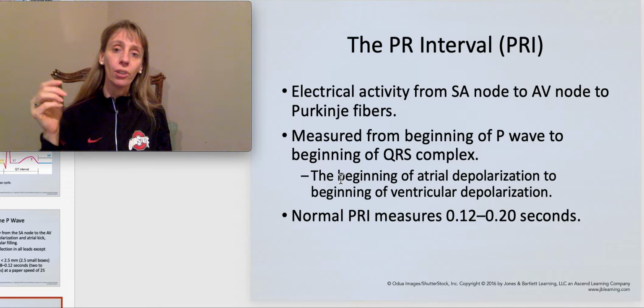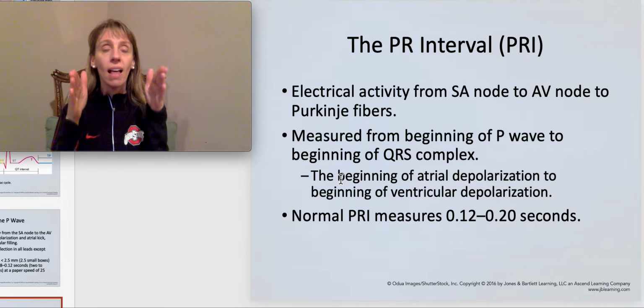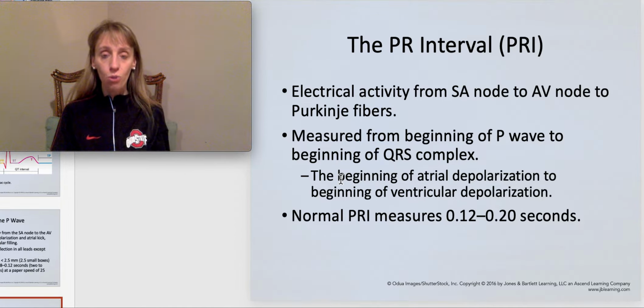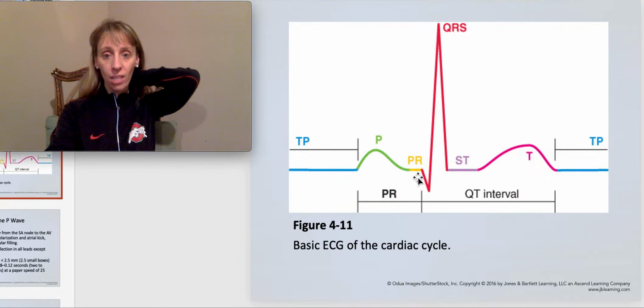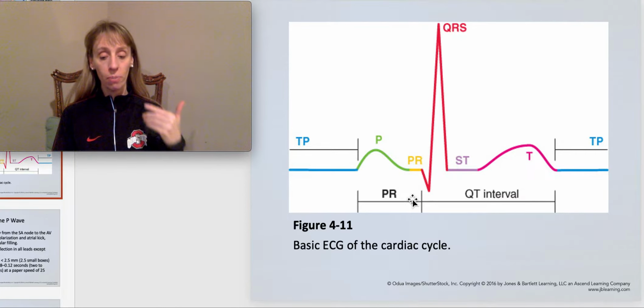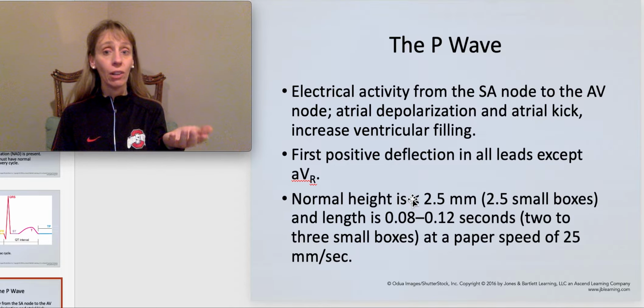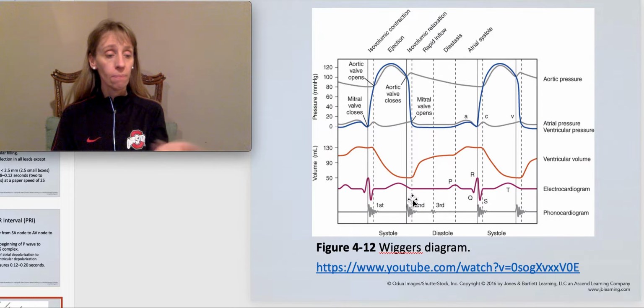The PR interval is the distance from the beginning of the P wave to the beginning of the QRS. This needs to be no more than 0.20 seconds. So just to show you again what that looks like, here's the beginning of the P to the beginning of the QRS. We're going to count those boxes, and we want the PR interval to be no greater than 0.20 seconds. We will talk later as to why this is important, but the PR interval is another thing we're going to count.